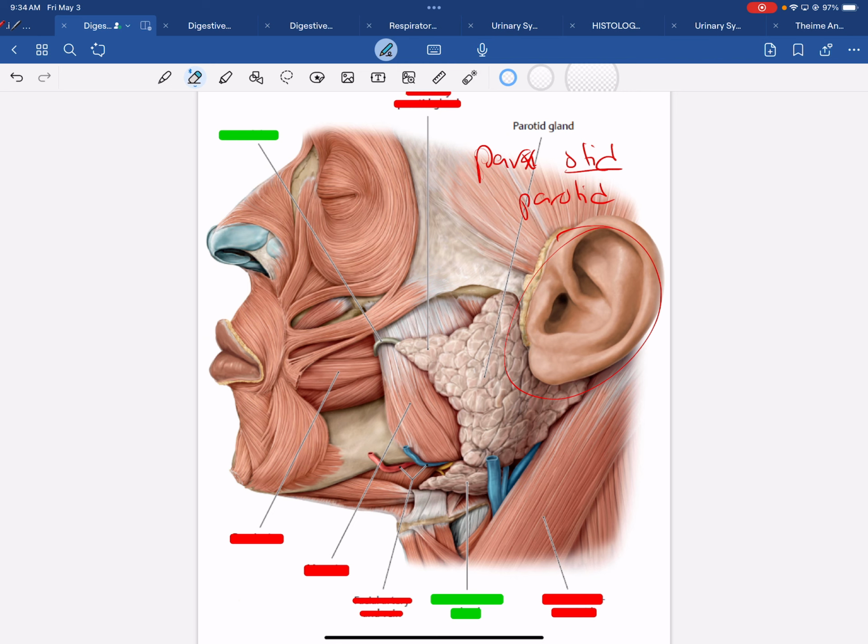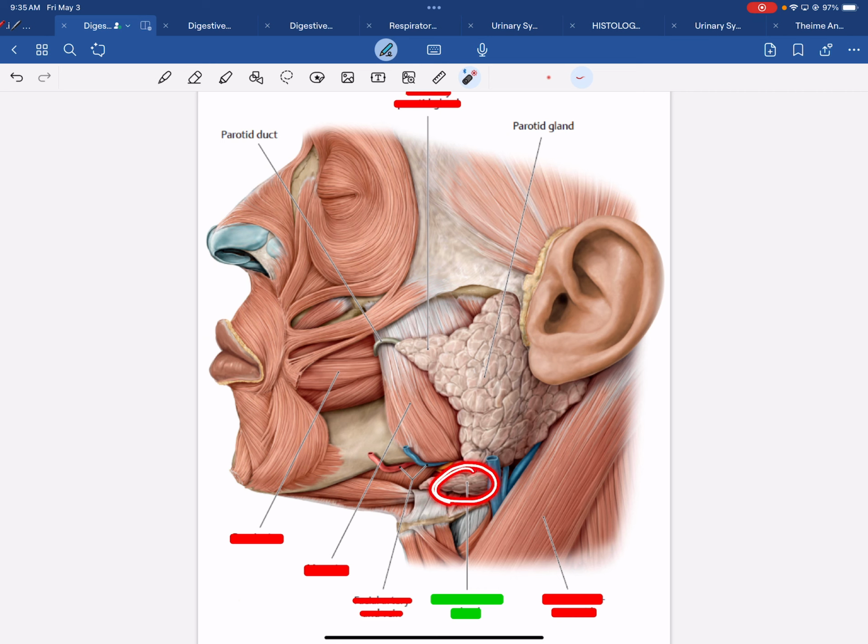What's the function of the parotid gland? Or how about what kinds of cells make up the parotid gland? Good, the serous acini, and it's mostly serous acini. Good. What is this? Good, the parotid duct. Yeah, all the ducts are the same, to transport saliva to the oral cavity.